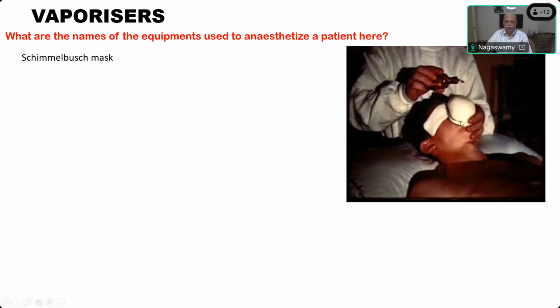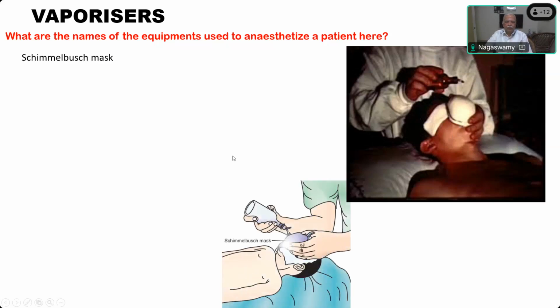This white mask he is holding is the Schimmelbusch mask. And the bottle that he is using, you can see in a close picture. There are two openings. What is the purpose of this? You can see some drops pouring out through only one opening. So what is the purpose of the other tube that is being inserted here?